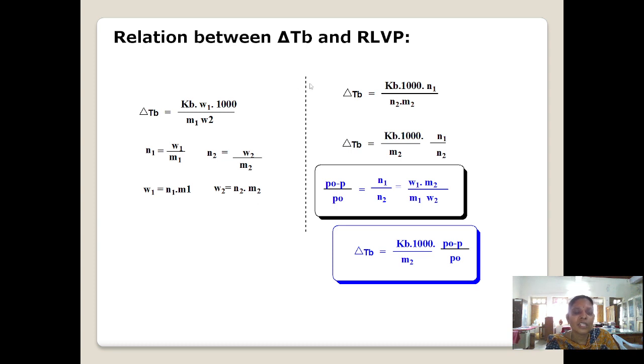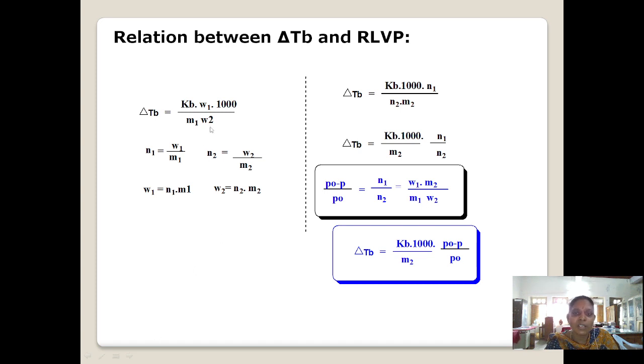Here we already discussed in the first module itself that all these colligative properties are interrelated, and we can get the relation between them. By taking the elevation in boiling point formula, delta Tb equals Kb into weight by molecular weight of solute into 1000 by weight of solvent. Then the number of moles of solute equals W1 by M1 and the number of moles of solvent equals W2 by M2, and weight of solute equals number of moles into molar mass of the solute, and weight of solvent equals number of moles into molar mass of the solvent.